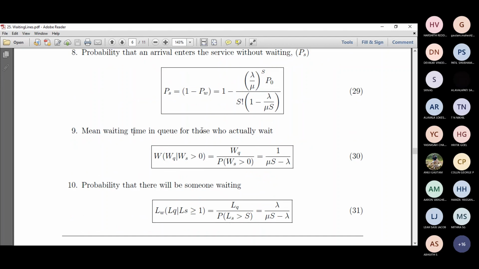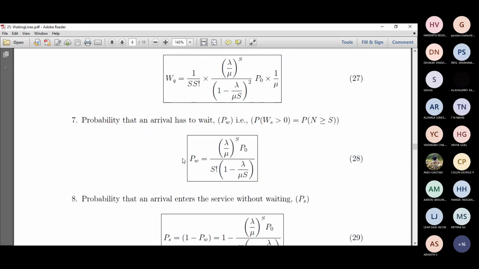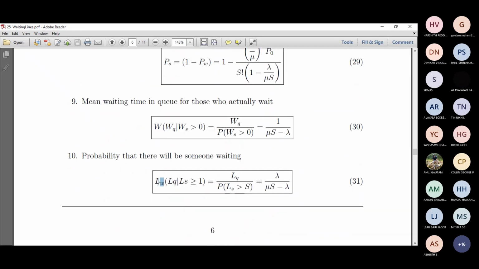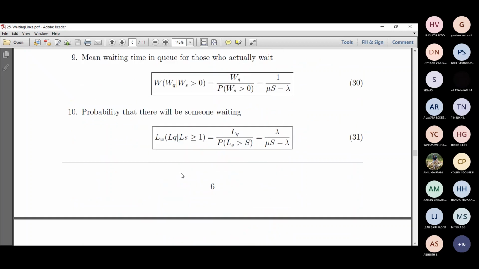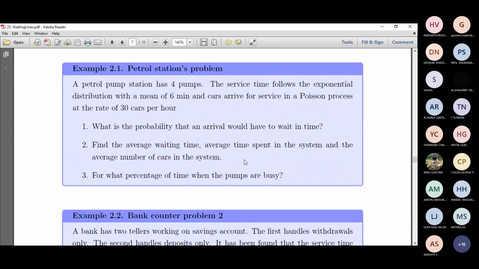Then the mean waiting time in the queue for those who actually wait is WQ given WS greater than or equal to 0. And the probability that someone is waiting, at least one person will be waiting, is a typical probability LW, which is similar to PW. PW is an arrival has to wait, and this is someone will be waiting. So that is LW, LQ by LS greater than or equal to 1. So this is the formula. And for the problems, we'll do it on Thursday.